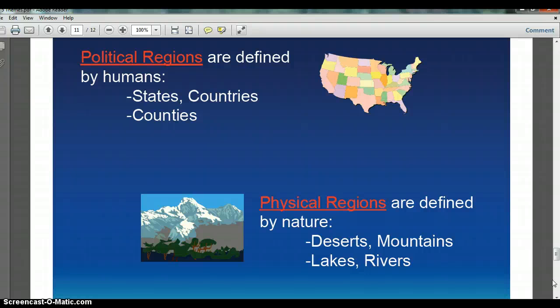But the Midwest, while Kansas lies within the Midwest, there is no state called the Midwest with a capital. The Midwest is simply a region of our world that is grouped together because of common characteristics with growing season and climate and culture. And also various types of vegetation that are common in this region.